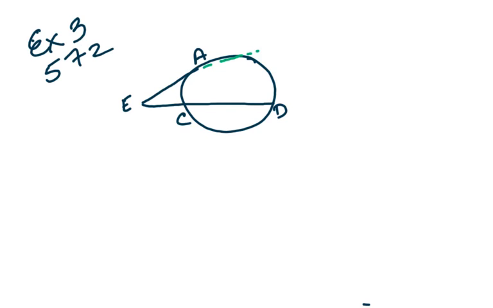But this does not extend. The line stops here. It's like a tangent line. But this is the secant line. ED is the secant line.